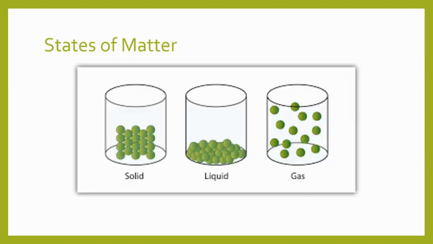We can link this back to our states of matter that we looked at in chapter 1. In a solid, the particles are tightly packed, so we have a great deal of particles per unit of volume. That means we're going to have a high density.